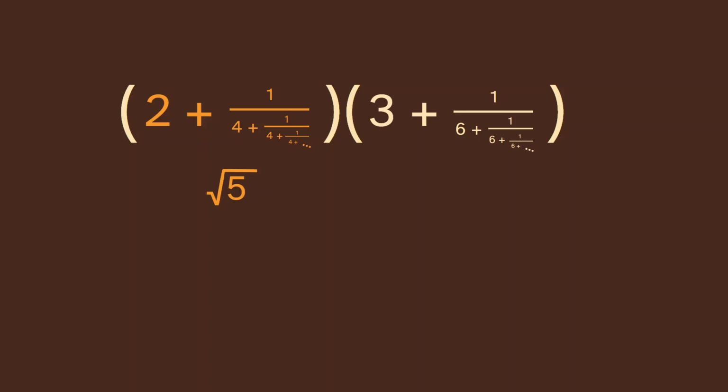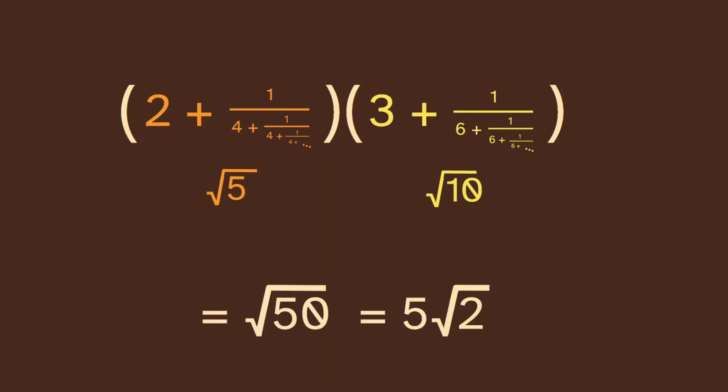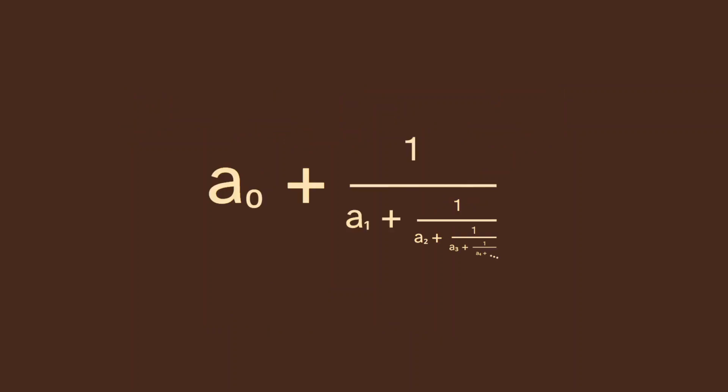And similarly, we can find the right side to be root 10. So the product of these is just root 50, or 5 root 2. But this answer doesn't feel very satisfying. We started with numbers in this format, so it would be nice to get a result in the same format.